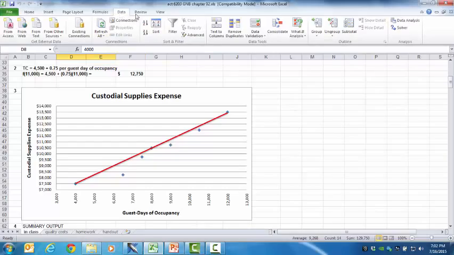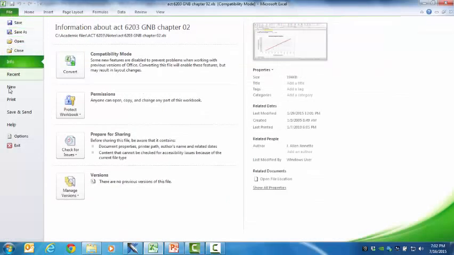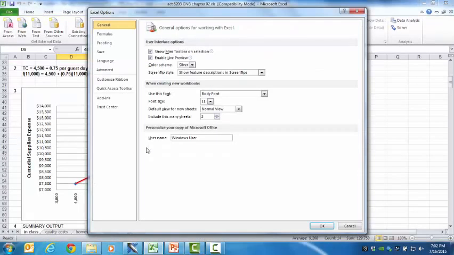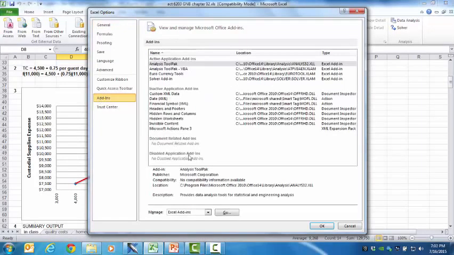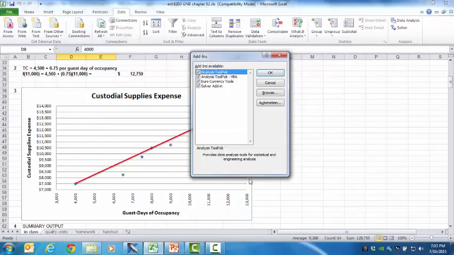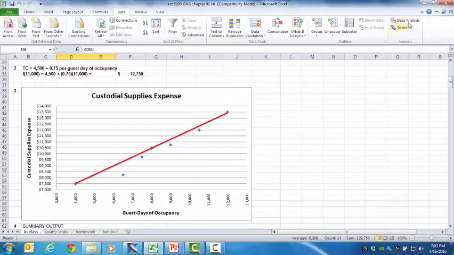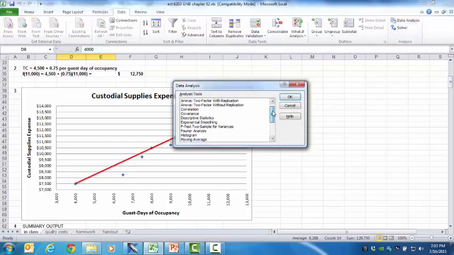If you go to your data tab, you should have data analysis over here. If you do not, you need to activate it. Go to your file menu, go to your options, and then you want to click on add-ins. Go. And when you get this right here, you need to make sure that your Analysis ToolPak and Analysis ToolPak Visual Basic applications are activated. And once you say yes with a click, then you will have up here on the data tab the data analysis.